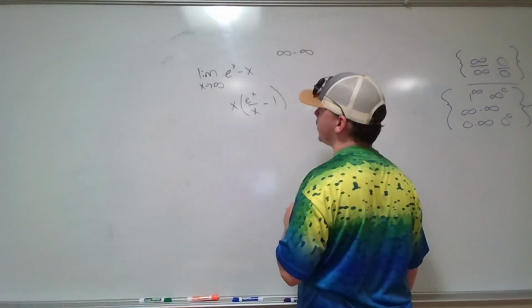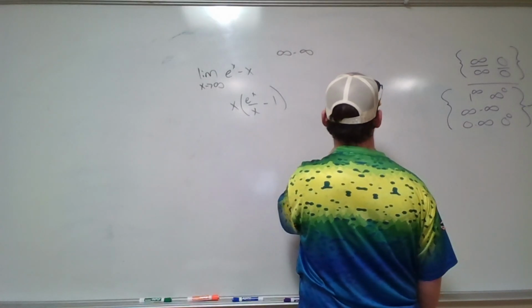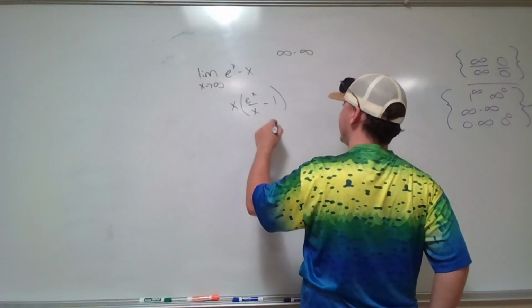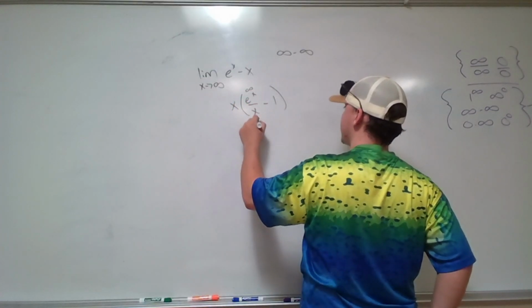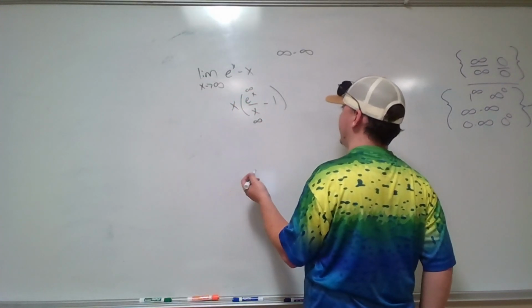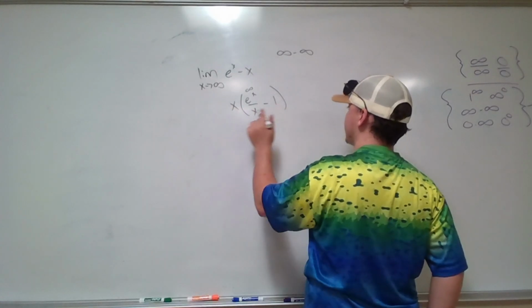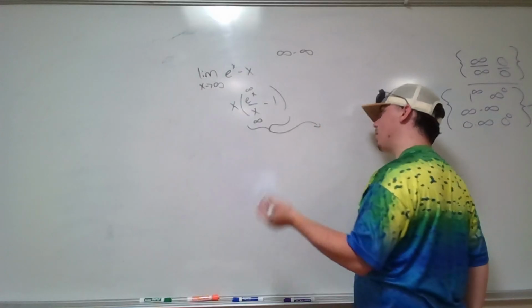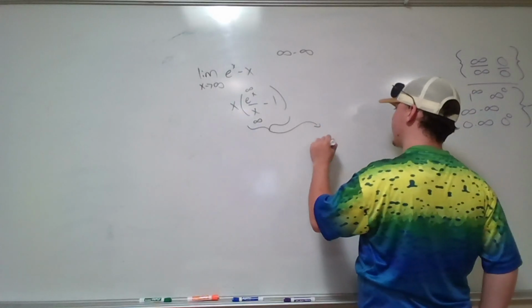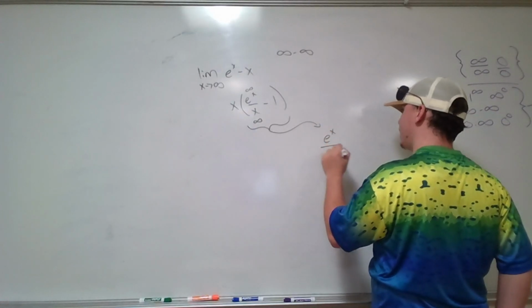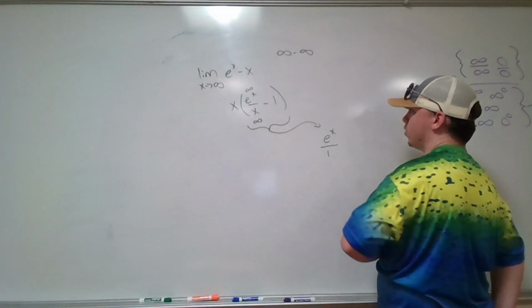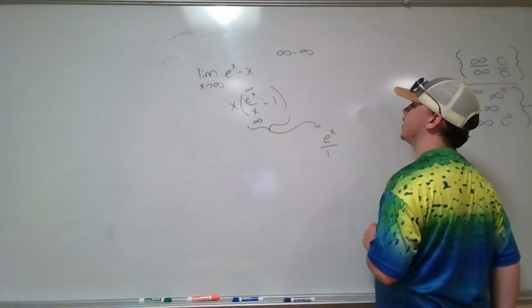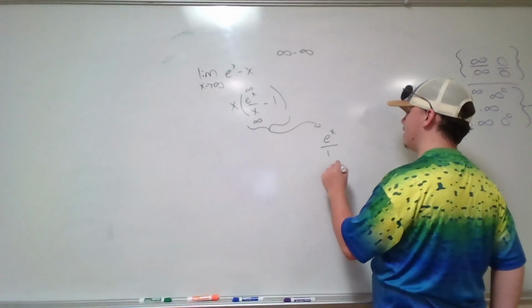Does this look familiar? So e to the x is going to be infinity, and x is going to be infinity, so we have infinity over infinity. And we're going to disregard this x on the outside. We're going to take the inner part and mess with that. So we're going to apply L'Hopital's rule to that, and we can get e to the x over 1, which will evaluate to infinity minus 1. So infinity minus 1.